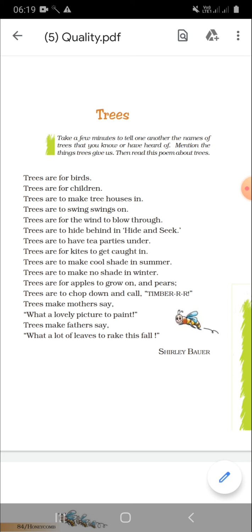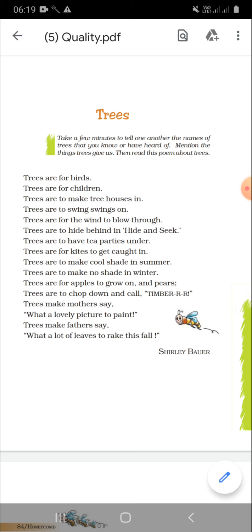Trees are to swing swings on. A pretty self explanatory line. It uses an alliteration. Swing swings. Notice how the first alphabets of both those words are the same. Hence, an alliteration. Now, let's continue.